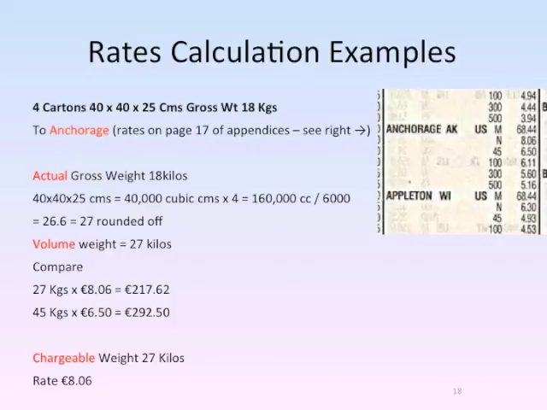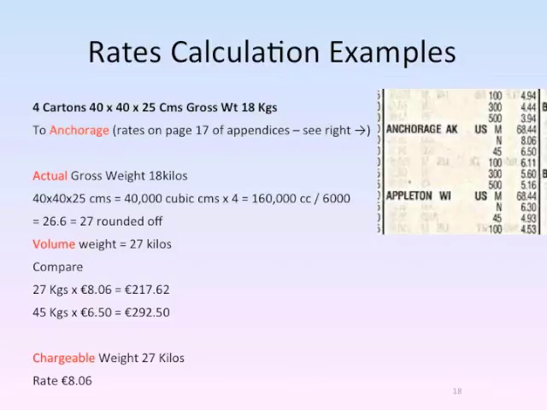So we multiply 40 by 40 by 25 centimetres, multiplied by 4 because we have 4 cartons, divided by 6,000 being the conversion factor into kilos. That gives us 26.6 kilos, and we round it off to the nearest half kilo, brings it up to 27 kilos. So the volume weight on this shipment is 27 kilos.